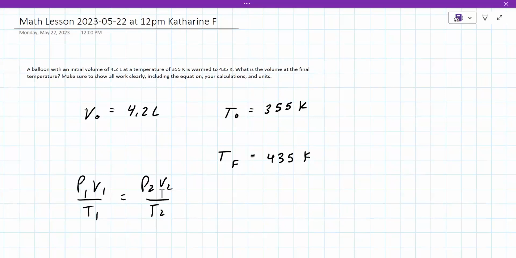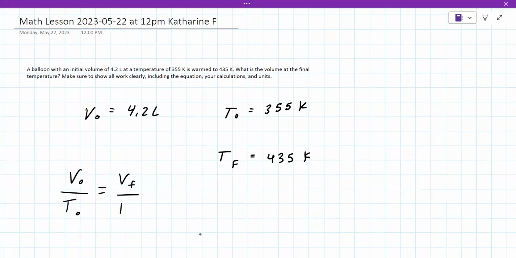Sorry, not the volume, the pressure didn't change. Okay, but I thought there was one where it was just T and V. There it is, Charles's law. Yes, sorry. So it's more simple than this. We don't need to use this. It's V1, or V initial, over T initial equals V final over T final.